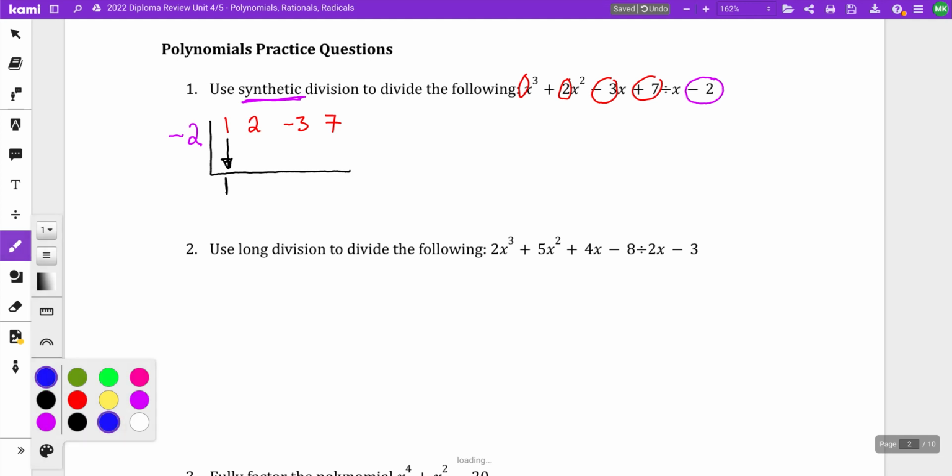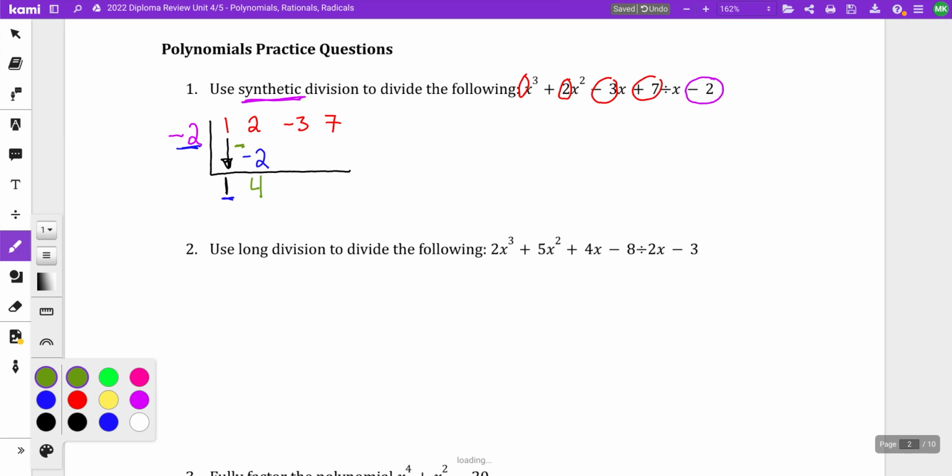Perfect. Then you are going to take the negative 2, this value, you're going to multiply it by this 1 right here, and you're going to put that value in that spot. So it's negative 2 times 1, give me negative 2. You take those numbers on top of each other, you subtract them. 2 minus negative 2 is 4.